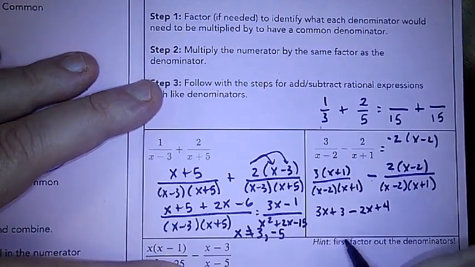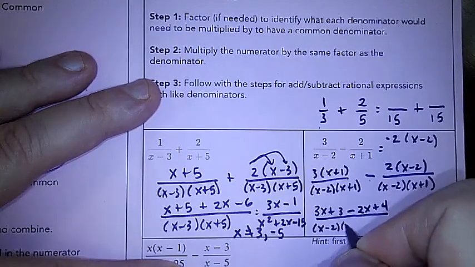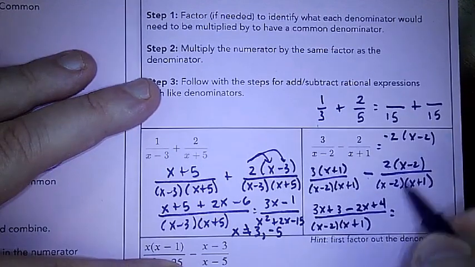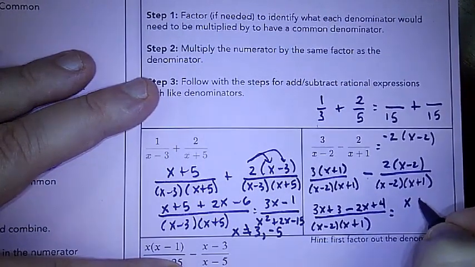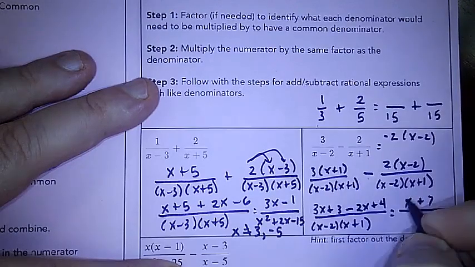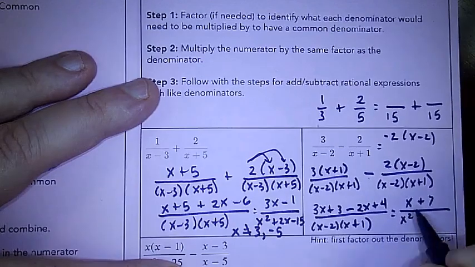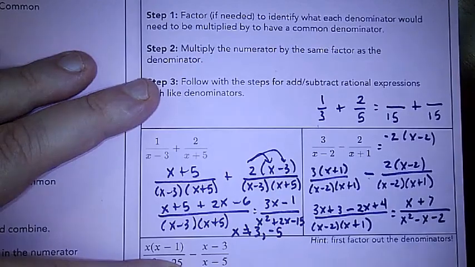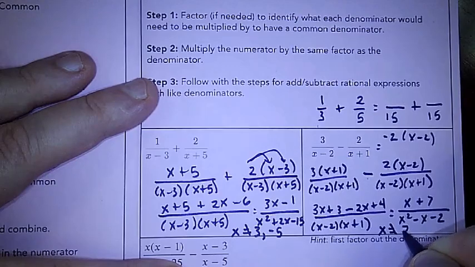And my denominator is x minus 2 times x plus 1, giving me 3x minus 2x is 1x, 3 plus 4 is 7, over, and I'm going to multiply these out, which gives me x squared minus x minus 2, with constraints that x cannot be equal to positive 2 or negative 1.